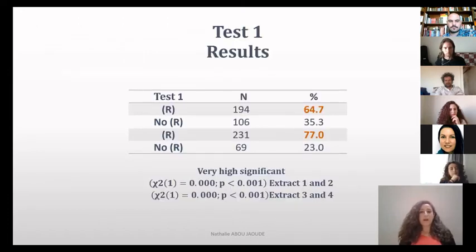According to the data, all of them have identified the belonging to the mode Rast with a percentage of 64.7 and 77. And according to the chi-square independence test in SPSS, the observed distribution of percentages was highly significant in both comparisons, between extract 1 and 2, with a p-value less than 0.001, and between extract 3 and 4 with a p-value less than 0.001.